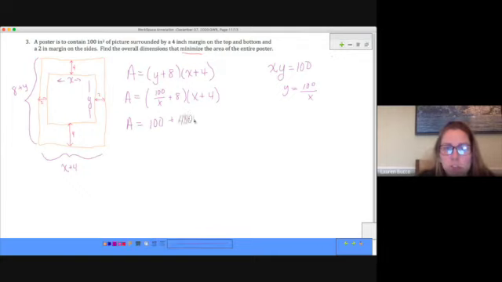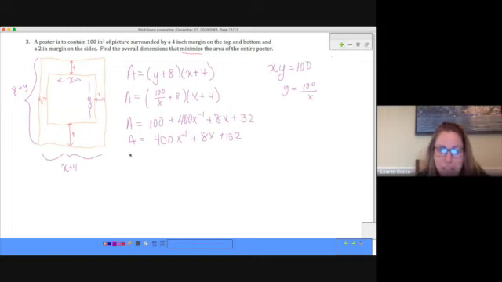400 X to the negative 1 plus 8X plus 32. I don't want to take the derivative. I want to combine like terms. 400 X to the negative 1 plus 8X plus 132. Again, why did I even care? When I take the derivative of a constant, it's 0. I should have just not done that step. But I'm crazy.